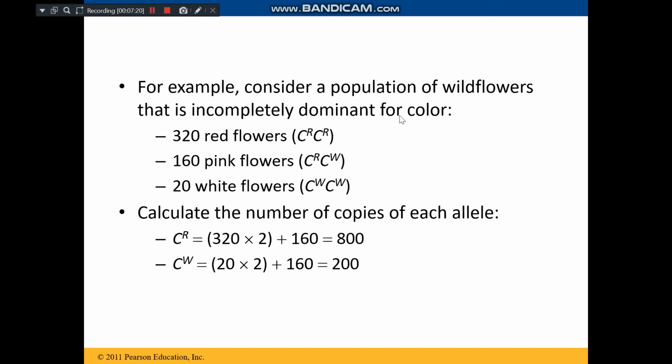So now take one example. Consider a population with wildflowers and take one allele, that is for color. If it is incompletely dominant for color, how will it be? In the population, there will be 350 red flowers, 160 pink flowers, and 20 white flowers.